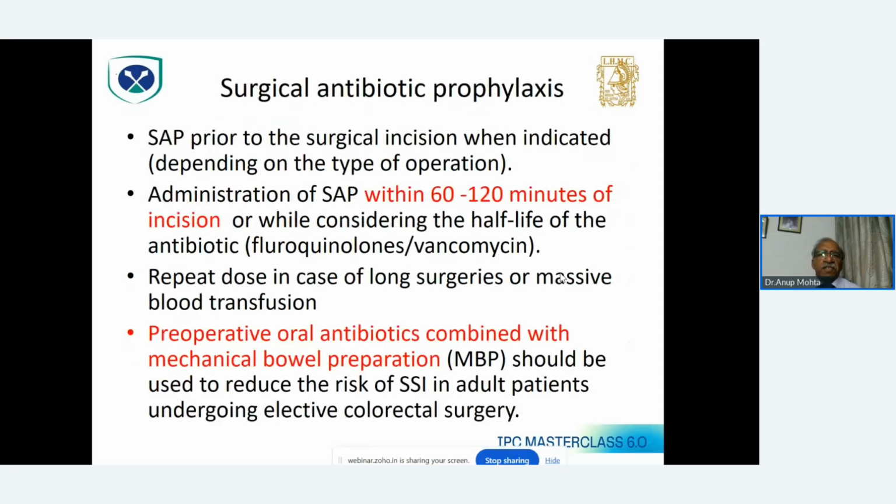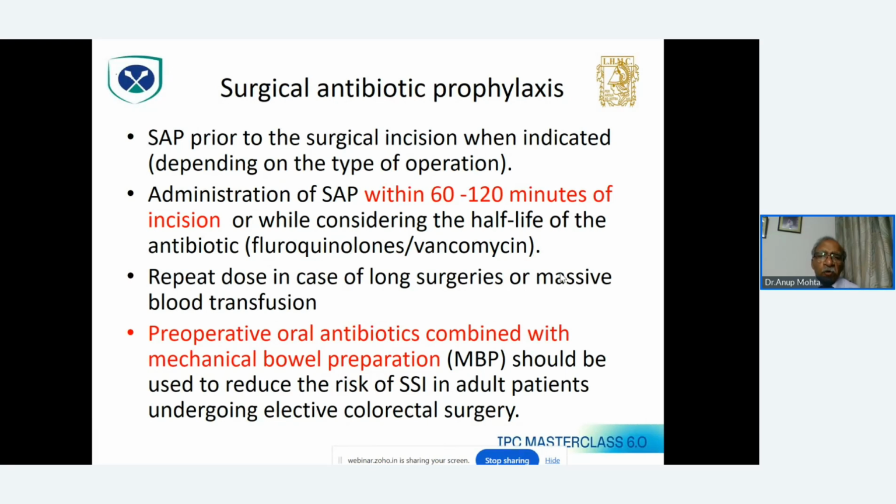Most important is surgical antibiotic prophylaxis to prevent SSIs occurring in the wound after surgeries. Surgical antibiotic prophylaxis is recommended to be given prior to surgical incision when indicated. It depends on the type of operation we are performing. WHO states administration of SAP within 60 to 120 minutes. If you recall, most other statements talk about giving within 60 minutes of incision. That is because the half-life of generally used antibiotics falls within that range.